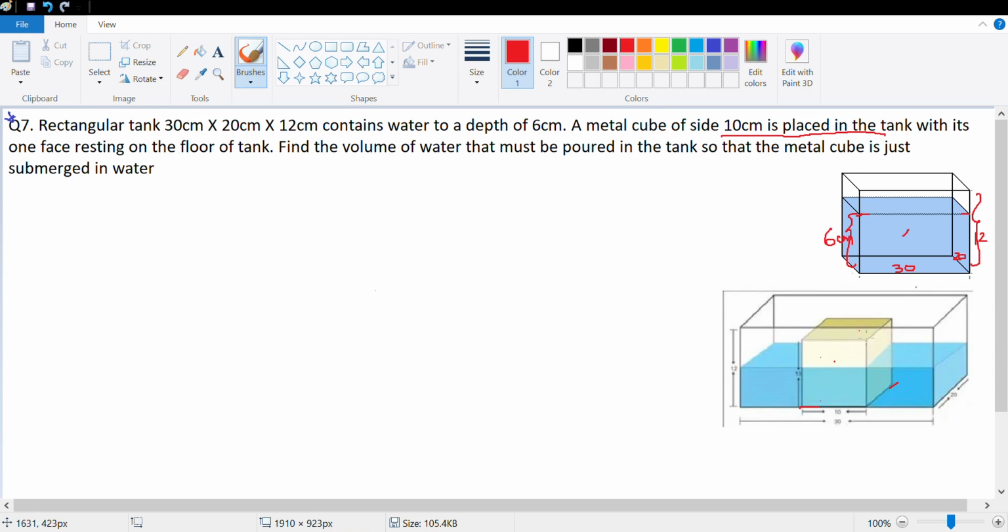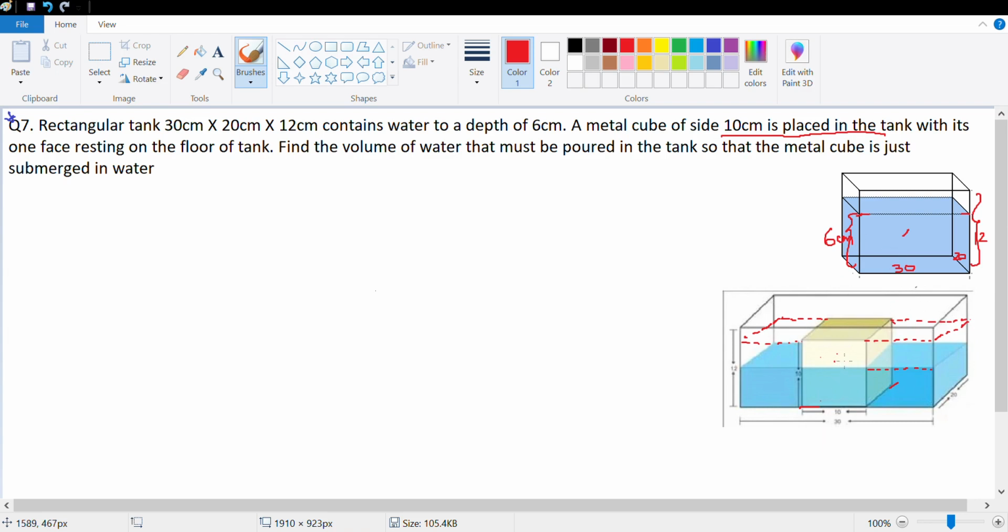So what is the current level of water here? It is coming only till here. Next, they want us to figure out how much water we need to pour in so that the metal cube is submerged in water, which means they want the water level up to here. They want the water level up to here so that the metal cube is completely submerged. So how much water should be put in is what we need to figure out. Right? Interesting question. Water is still 6 centimeter now.